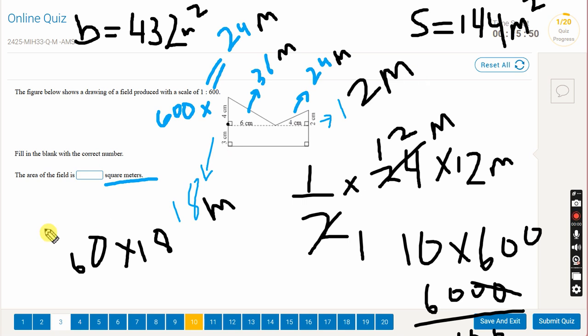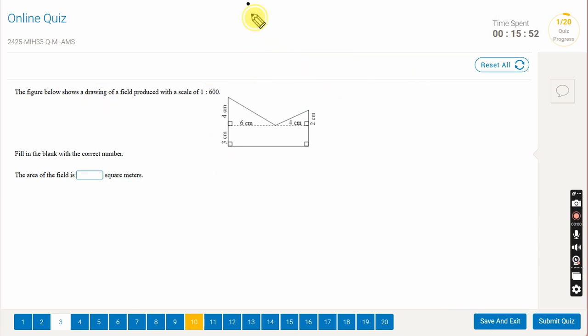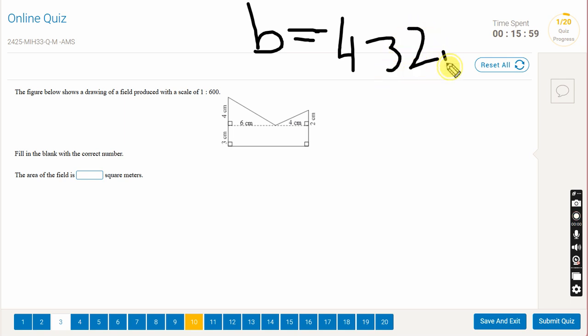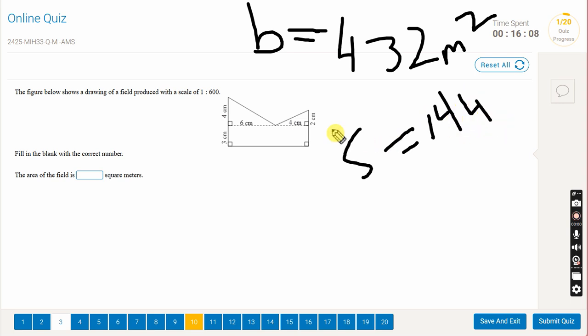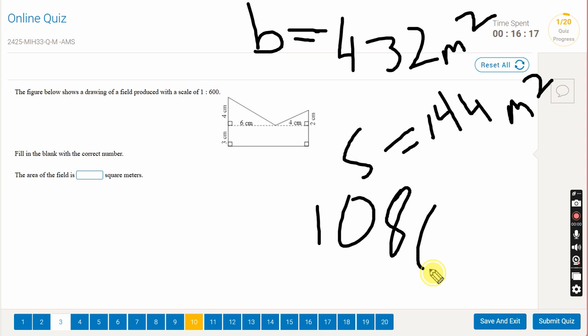So remove everything. The big triangle is 432 meters squared. The small triangle is also 144 meters squared, because remember you're multiplying two numbers with meters and meters. And then the last one, the rectangle, you have 1080 meters squared. Now you're just going to add all of them and find out the area of the field.